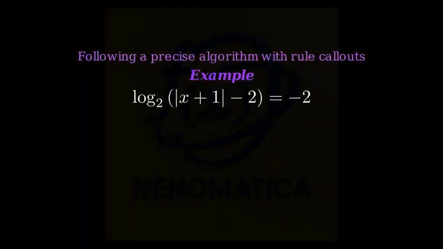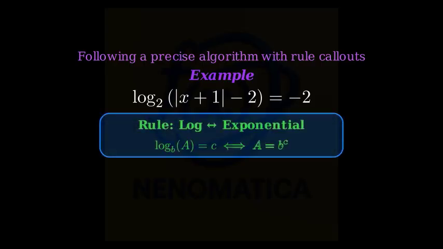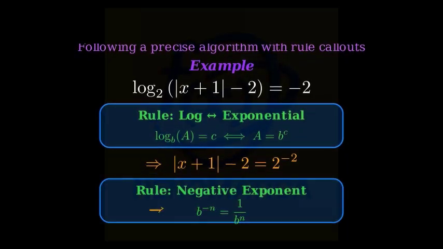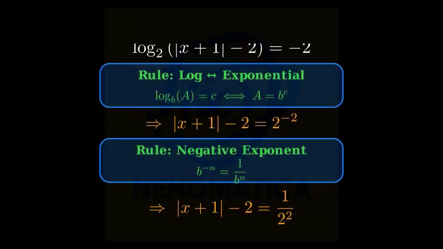Log base 2 of the absolute value of x plus 1, minus 2, equals negative 2. First, convert from logarithmic to exponential form. That gives absolute value of x plus 1, minus 2, equals 2 to the power negative 2. Next, use the negative exponent rule. 2 to the negative 2 is 1 over 2 squared.